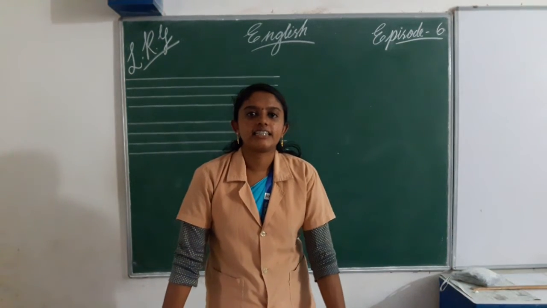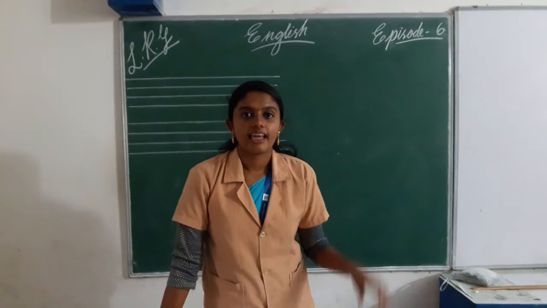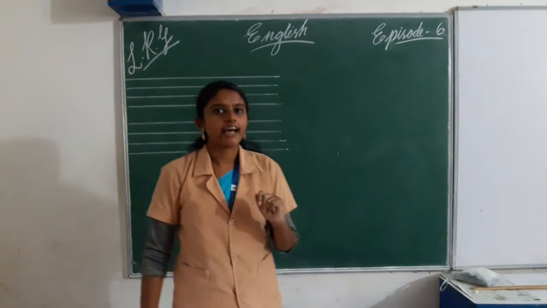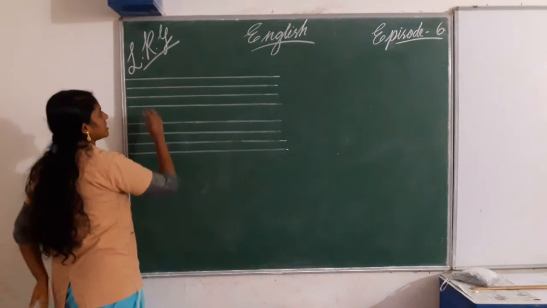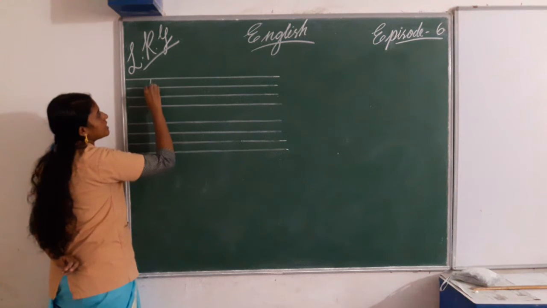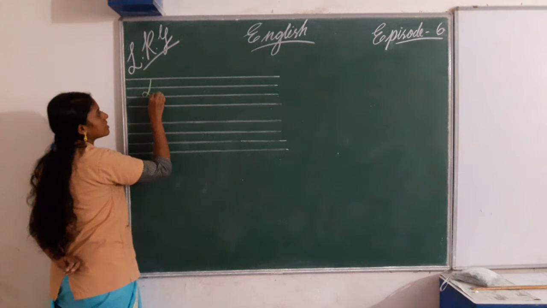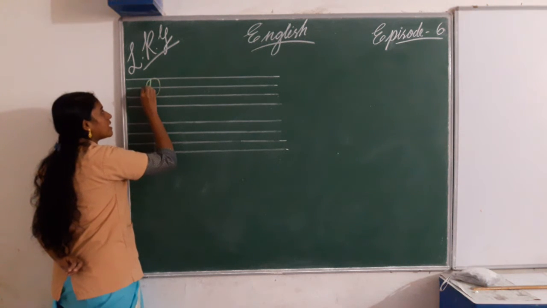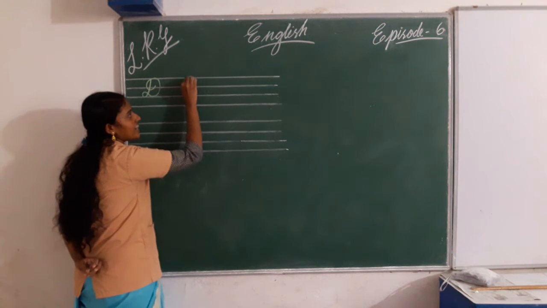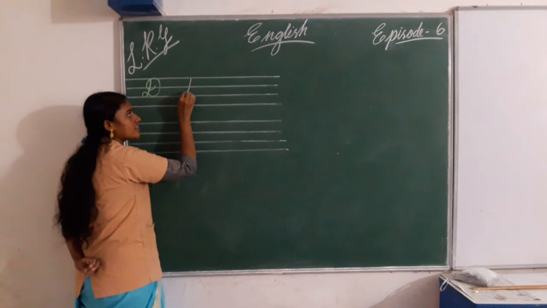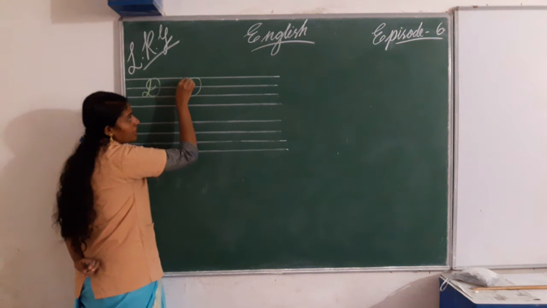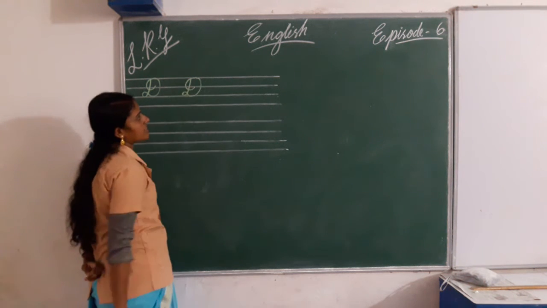Okay children, next letter, capital letter D. A, B, C. Next letter D. Say D. How should write D? Like this. Draw a line down and down. Once again. Draw a line down and a curve, small curve. Here, draw down and up and like this curve.